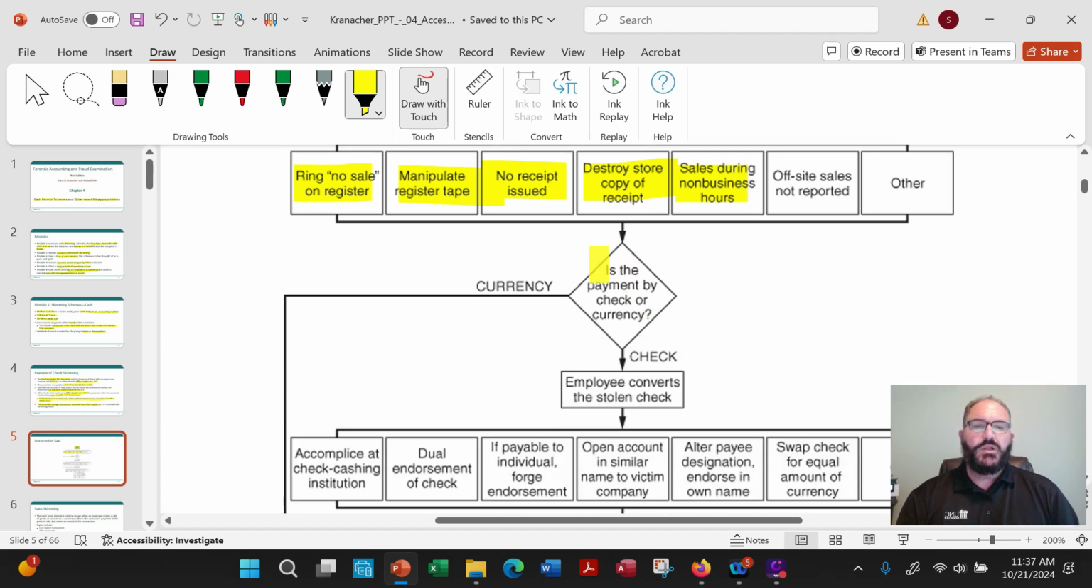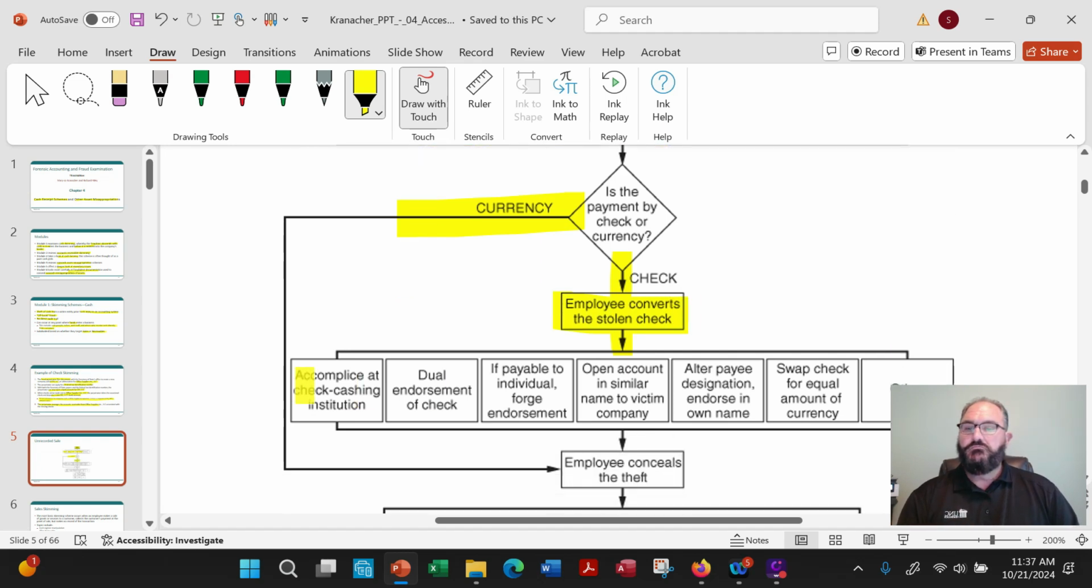Now, what if it's currency, you go down this line, and if it's a check, you go down this way. Is the payment made by check or currency? The employee converts the stolen check. Well, how do you do that? You could take it to a check cashing place. You can endorse the check. If payable to an individual, forge the endorsement. Like we just looked at, open an account with a similar name, alter the check, or swap the check for an equal amount of currency.